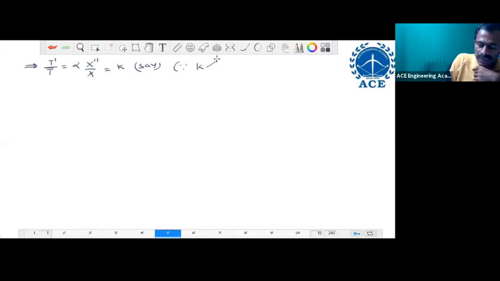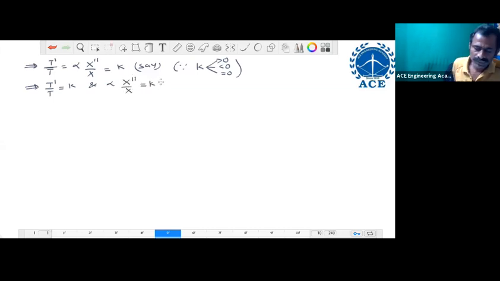Here this constant may be greater than 0, less than 0, or equal to 0. Three possibilities only, so we can take 3 cases only. Next, after equating both to constant k, we separate like this: T dash by T equal to constant k, and alpha into X double dash by X equal to constant k only.